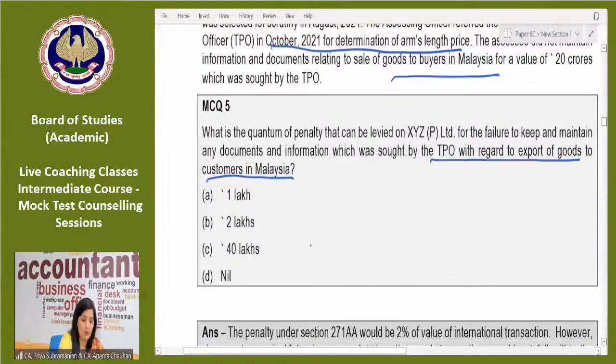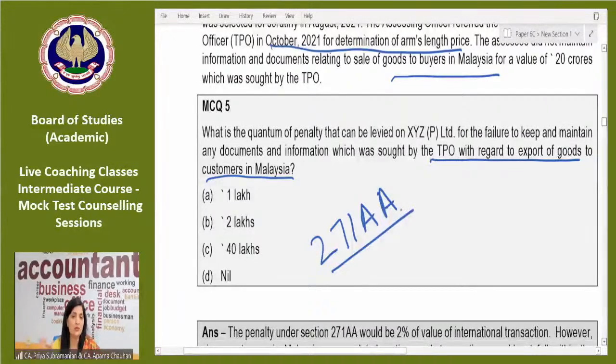Section 271AA provides for the penalty in case of failure to maintain such books of accounts prescribed under Section 92D. It has not failed in maintaining the international transaction documents. It simply has not maintained them for the unrelated transaction. So in that case, no penalty would be levied.